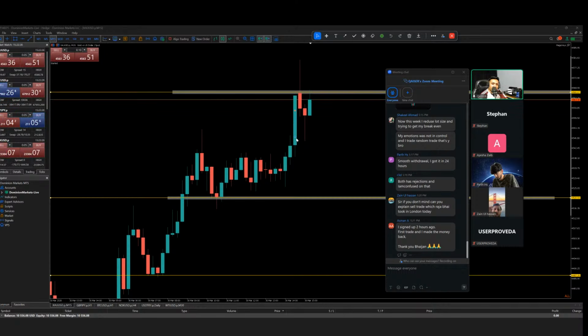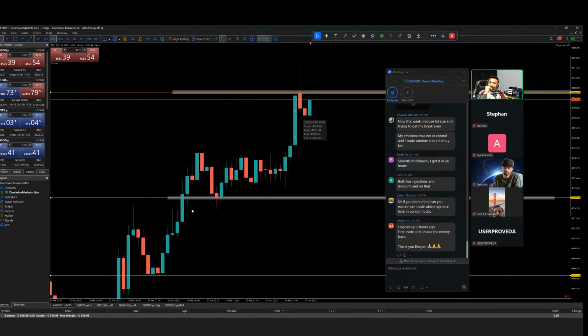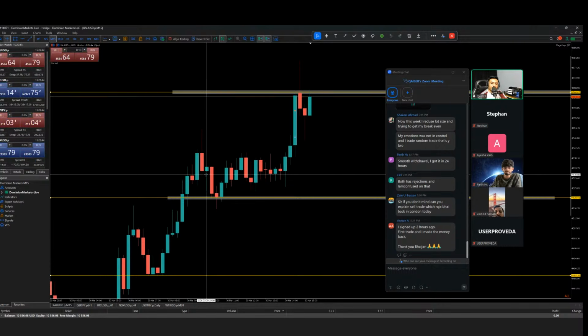Like here, I executed a buy depending on the volume. Even though there was a lot of rejection on the left-hand side, people were getting scared while executing this buy, but I stuck with my plan and grabbed like 180 to 200 pips here. The same thing, he executed a sell with his experience, and he had seen it many times, so he executed.